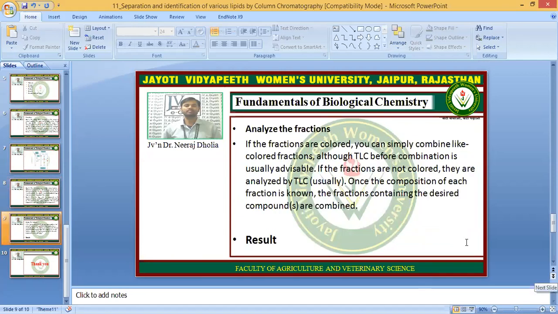Then analyze the fractions. If the fractions are colored, you can simply combine like-colored fractions, although TLC before combination is usually advisable. TLC is thin layer chromatography, which separates the compounds on their retardation factor, and if the fractions are not colored, they are analyzed by TLC. So once the composition of each fraction is known, the fractions containing the desired components are then combined.